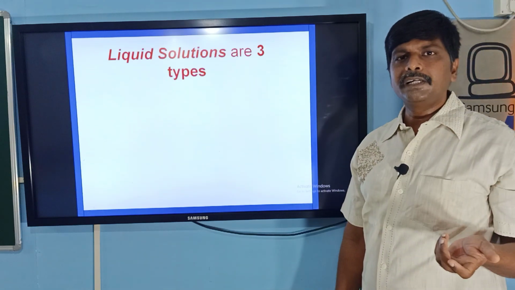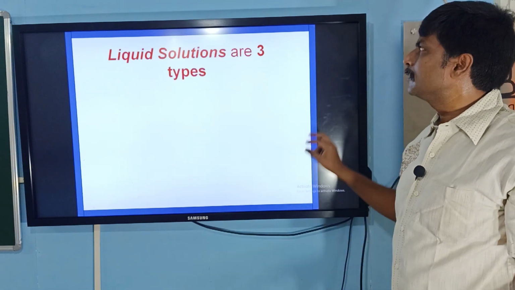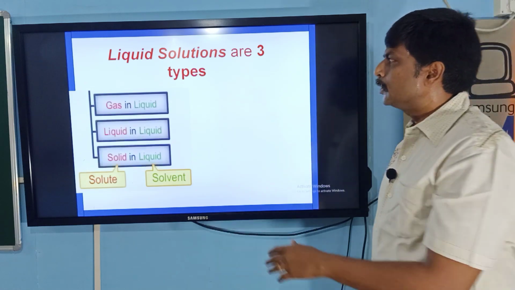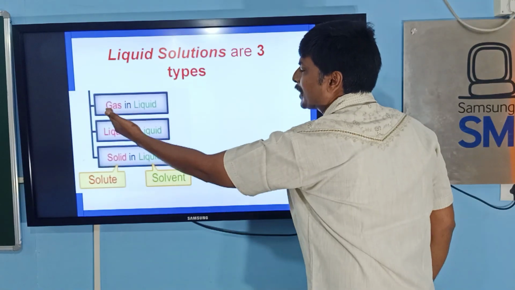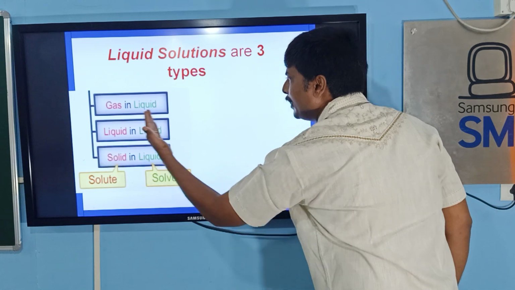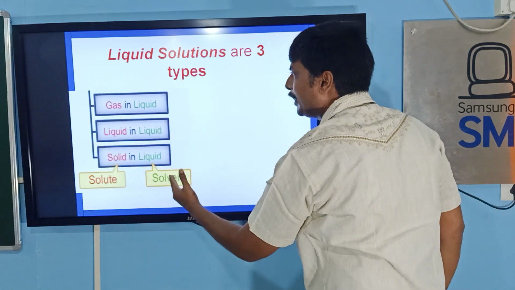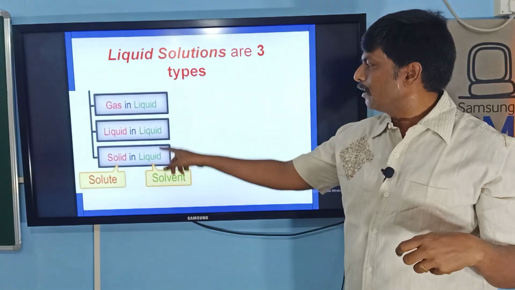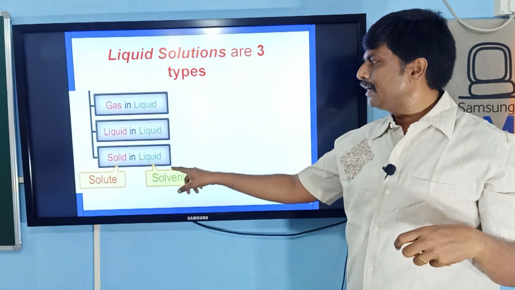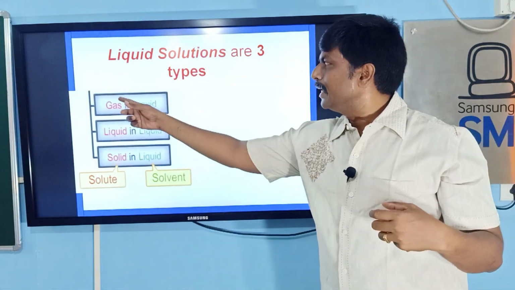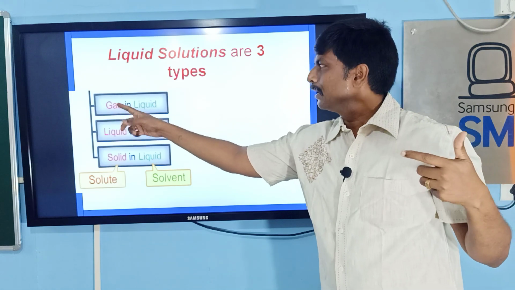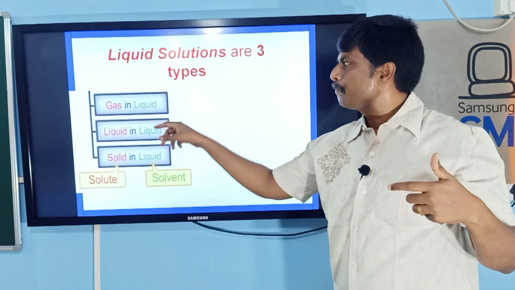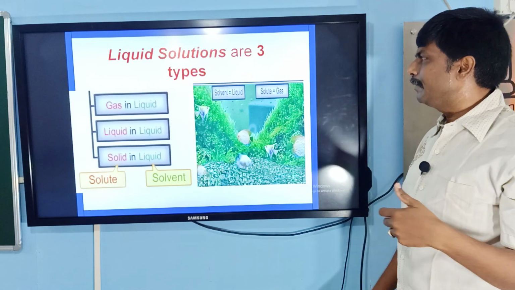Similarly, liquid solutions are of 3 types. What are the liquid solutions? Gas in liquid, liquid in liquid, solid in liquid. In these 3 varieties, what is the solvent? Liquid. What is the solute? Solute is varying here: gas, liquid, solid.